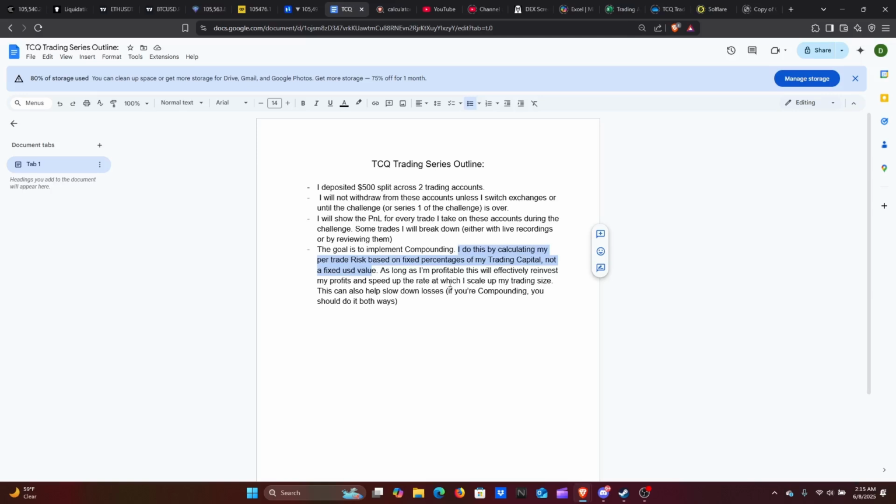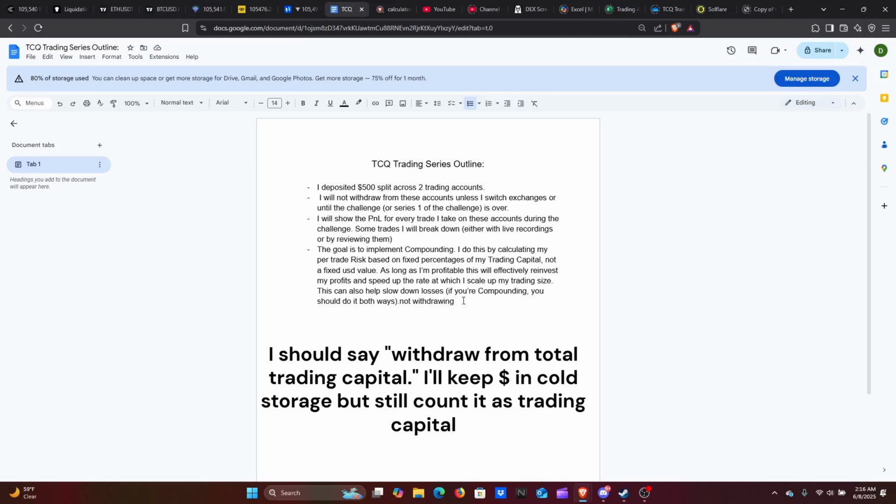And that means that every trade I take, even though it's the same 1%, that number should change slightly whether I won my last trade or lost my last trade. And as long as I am overall profitable, this will effectively reinvest my profits and speed up the rate at which I scale up my trading size. And this can also help to slow down losses. If you are compounding, I think you should do it both ways. And another key point to this that I didn't mention is not withdrawing, because if you withdraw, you're basically setting back your progress for compounding.